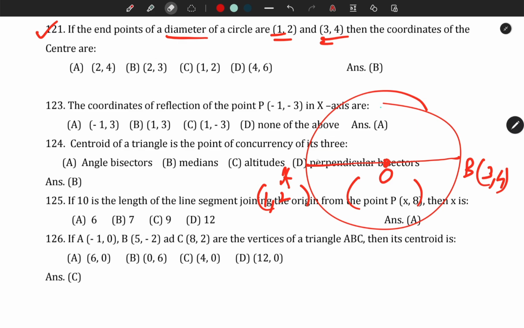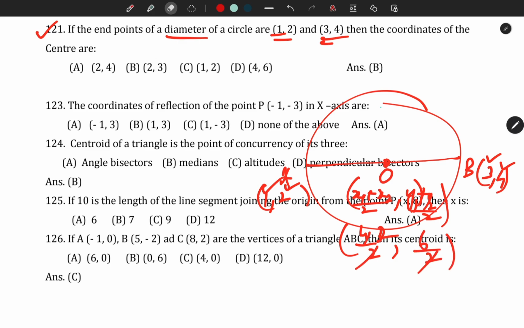Now center will be the midpoint of AB, of the diameter AB, and we'll use the midpoint formula. So the midpoint formula is x1 plus x2 divided by 2, y1 plus y2 divided by 2. Now x1 here is 1, x2 is 3. So x1 plus x2 will be 1 plus 3, makes 4 divided by 2. And y1 is 2 and y2 is 4. So y1 plus y2 will be 2 plus 4, that is 6 divided by 2. So if you cancel, we'll get 2 and here we'll get 3. So the correct answer is 2, 3, which is option number B.